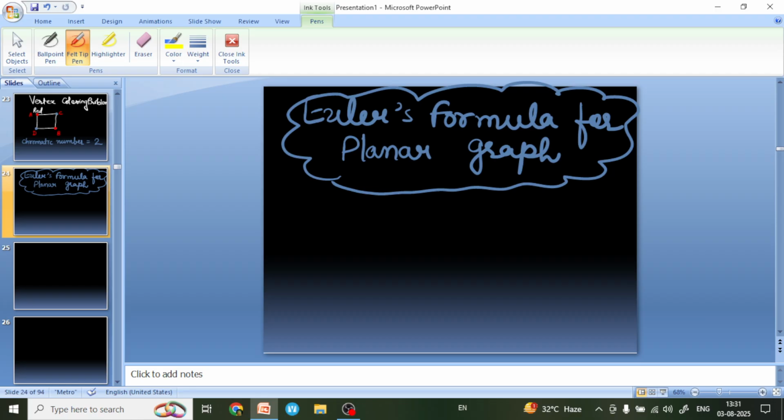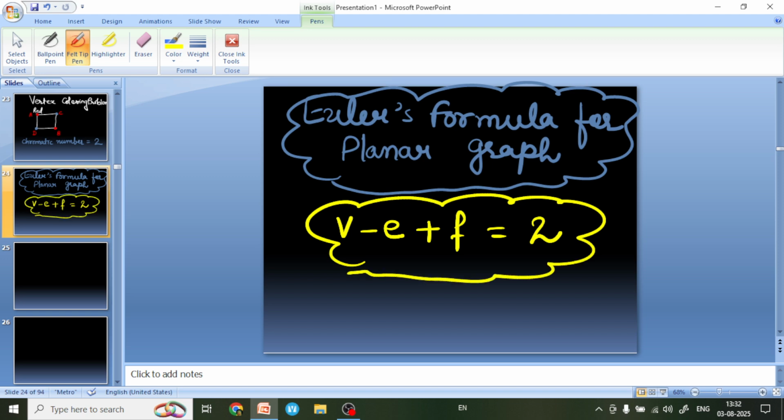For a planar graph G embedded in a plane, a face of the graph is a region of the plane created by the drawing, and we have one unbounded region and the others are bounded regions. And Euler's formula for a planar graph is V minus E plus F is equal to 2. This is Euler's formula for planar graph. V for vertices, E for edges, F for faces.